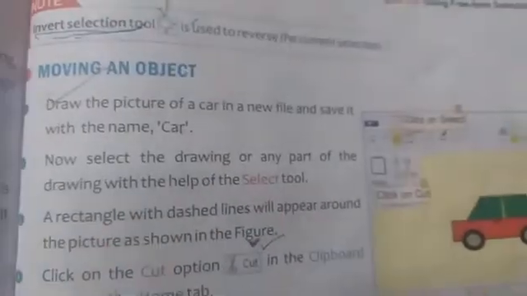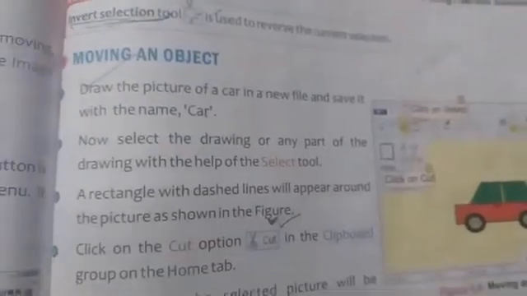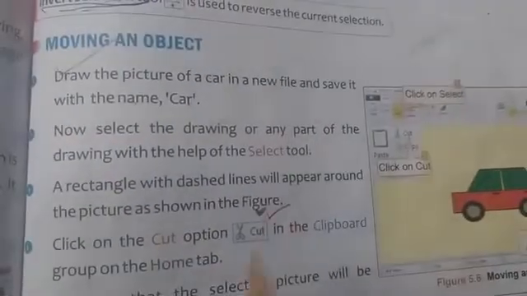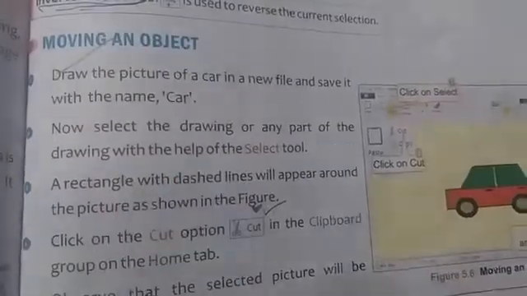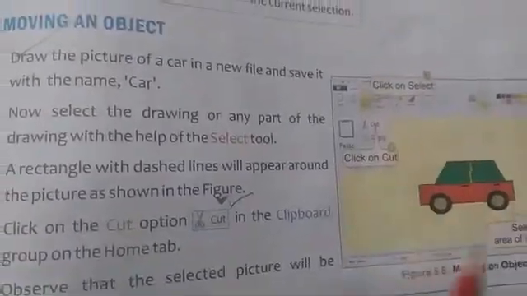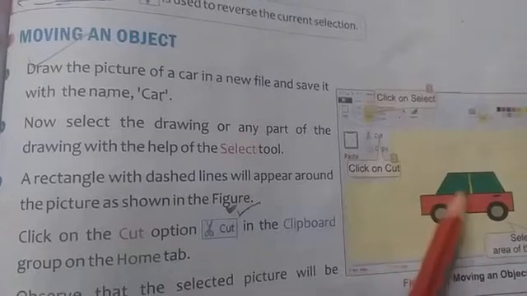So next we have after this moving an object. Yes, moving an object. How we can move any particular object from one place to another place. So firstly you have to draw the picture of a car in a new file and save it with the name car. Yes, firstly you have to make this picture car and you have to save this file.